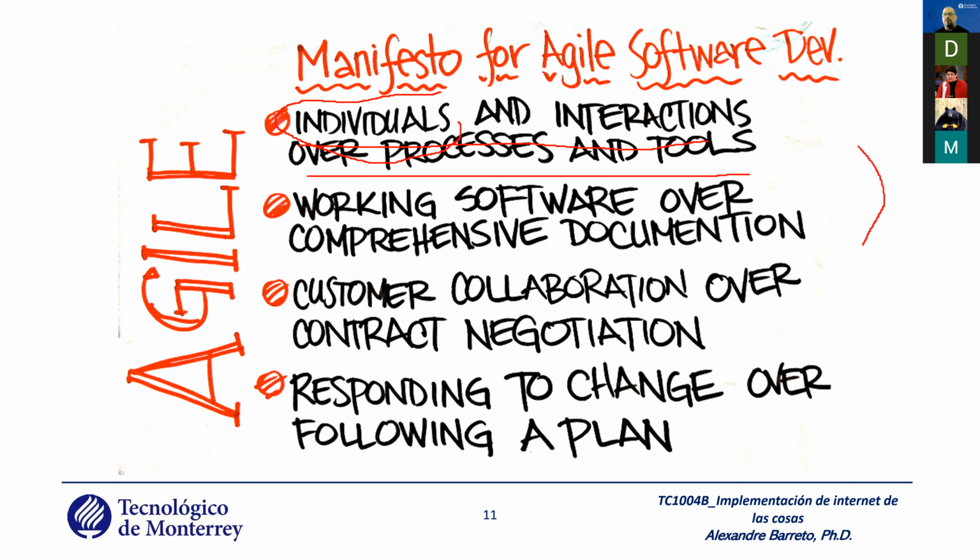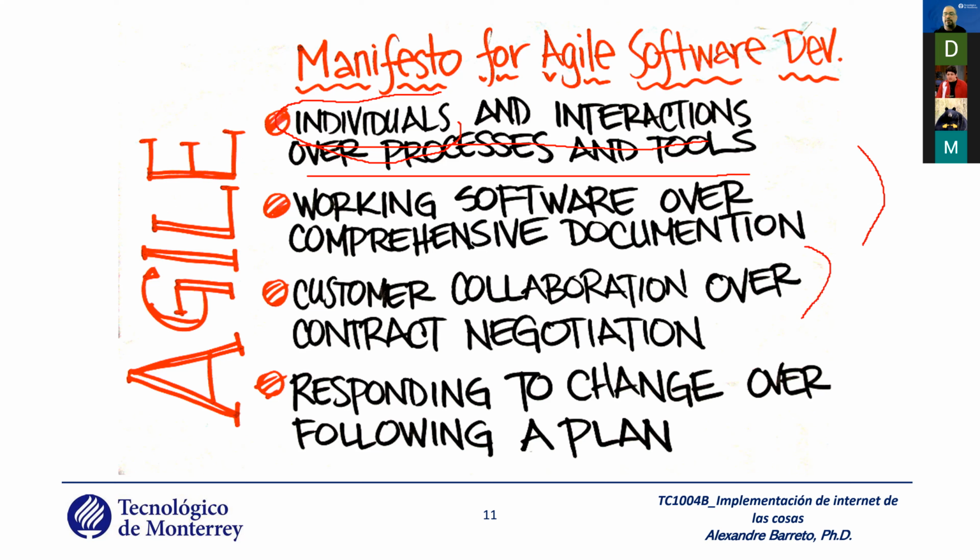Working software over comprehensive documentation. In the RUP, you generate a lot of documentation. In Agile, you produce software. And the documentation you generate is the required, essential documentation. In other words, you only produce the documentation that is very, very important, without which you would lose information.